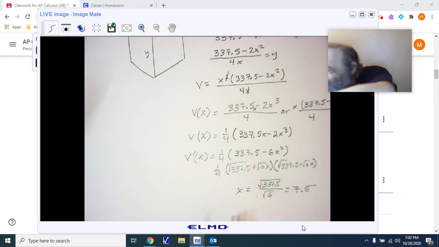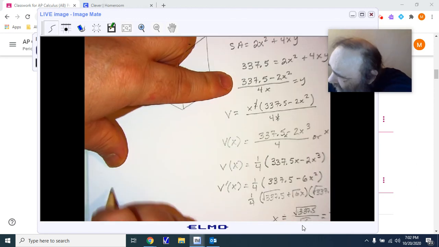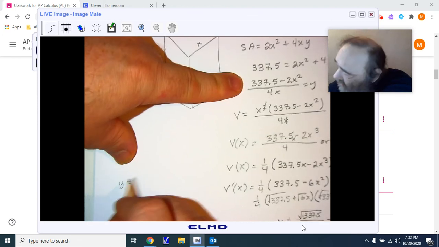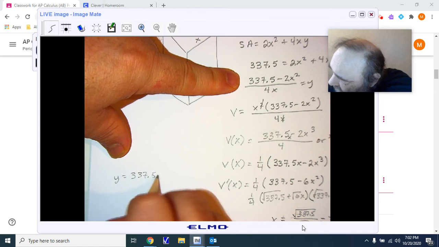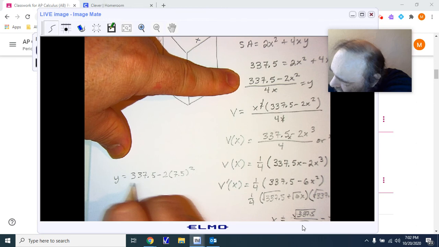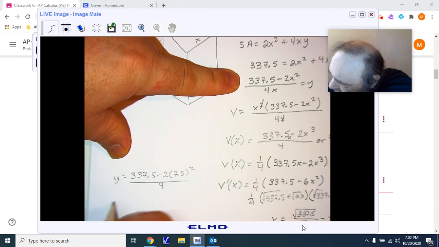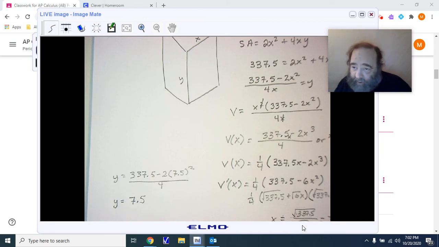Now I can go back and I can find my y value. So it's going to be right here. My y will end up equaling 337.5 minus 2 times 7.5, the quantity squared, divided by 4. And y is also 7.5. So I now know that the dimensions are 7.5 centimeters by 7.5 centimeters by 7.5 centimeters.